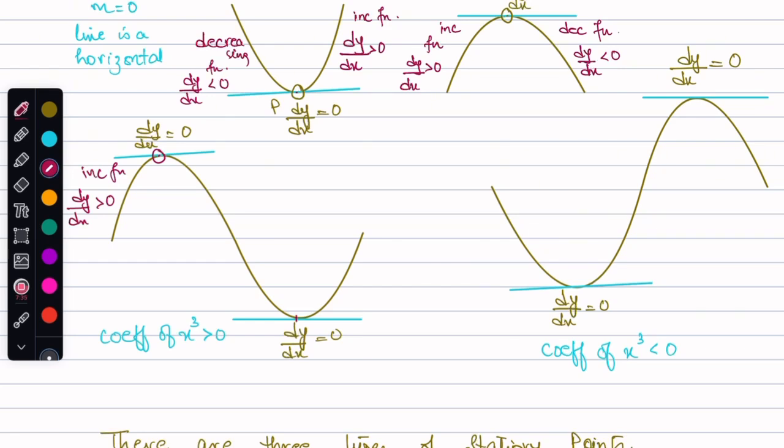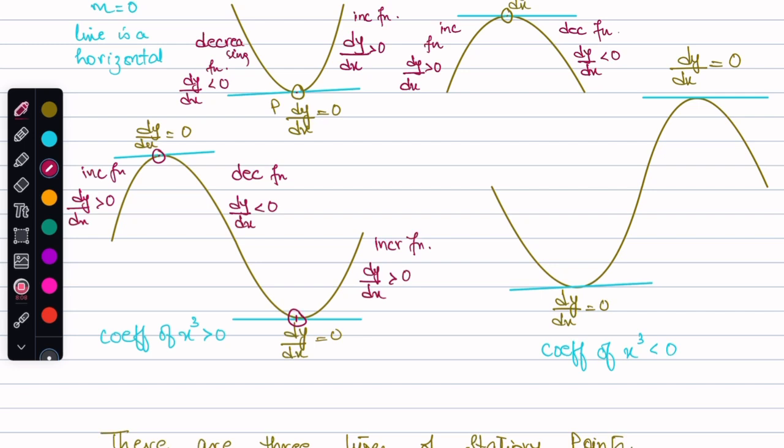Then between the two stationary points, what I can see here is that it is a decreasing function where my dy by dx needs to be less than 0. And then after this stationary point, again I can see that the function is increasing, and therefore for the increasing function the gradient needs to be greater than 0. So this is how the gradients change sign before and after the stationary point.